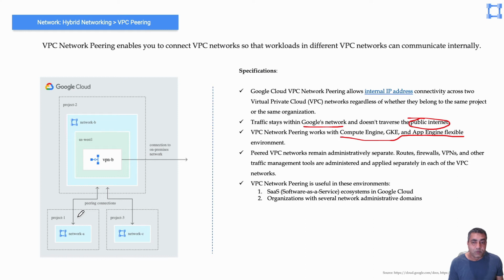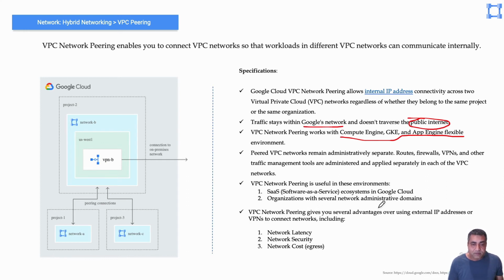Now, where is this most useful is any SaaS based ecosystem. So any of the SaaS providers, for example, MongoDB or Confluent, who supply their products on Google Marketplace. This is really useful for them. Also organizations with several network administrative domains. So a lot of different departments within a company, a lot of different groups, a lot of different pillars, if they all need to interact with each other. In fact, a lot of different business units as well.